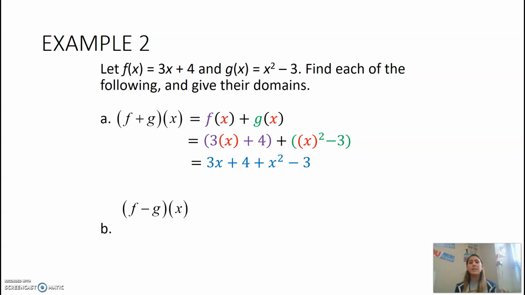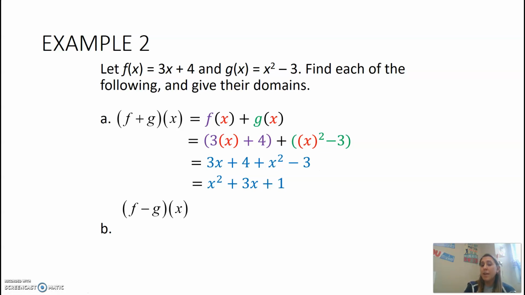So remember, when we write things in standard form, it means the term with the highest exponent comes first, and in this case our highest exponent is x squared. Then we're going to write that first, and then we'll go in descending order. So then this one, and then we need to combine the 4 and the negative 3. So we end up with x squared plus 3x plus 1.